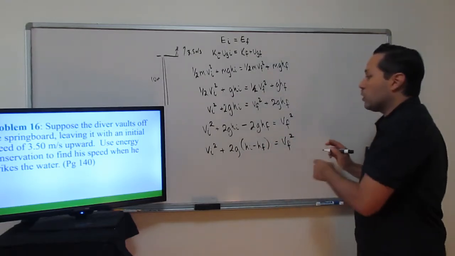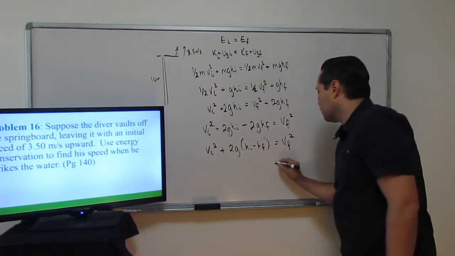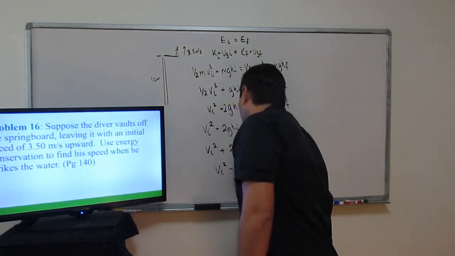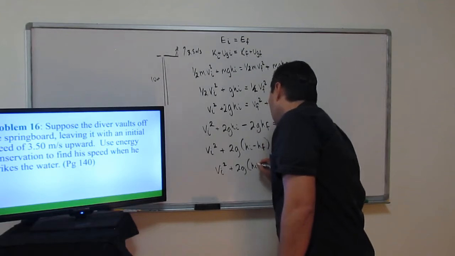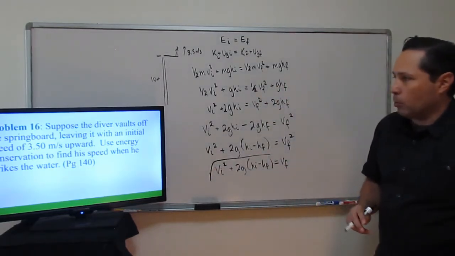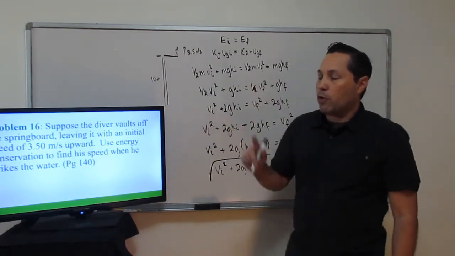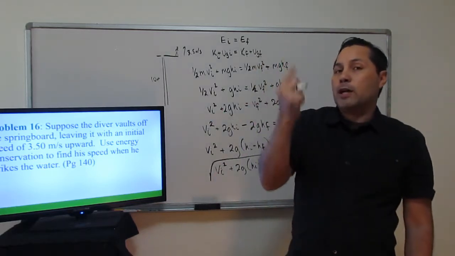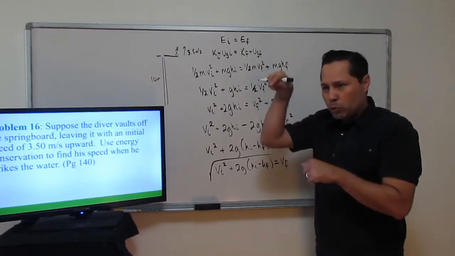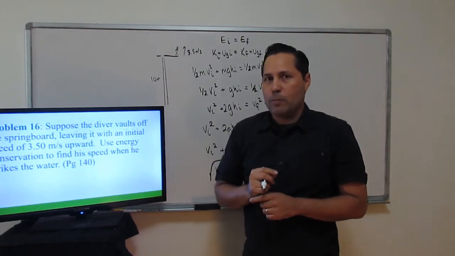And we're going to go ahead and square root this so we can just get the velocity final. So we're going to end up with velocity final equals the square root of velocity initial squared plus 2g times height initial minus height final, and that will be our formula to solve for this problem. Velocity initial is going to be 3.5 positive because he jumped up. Had he somehow managed to use the springboard to give himself velocity 3.5 going down, we'd put a negative 3.5.